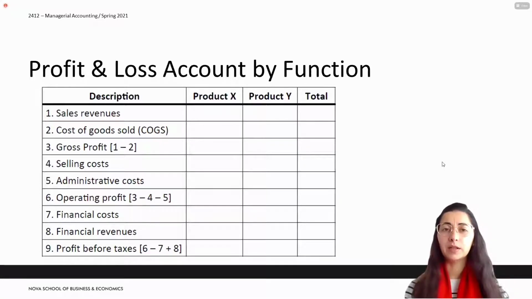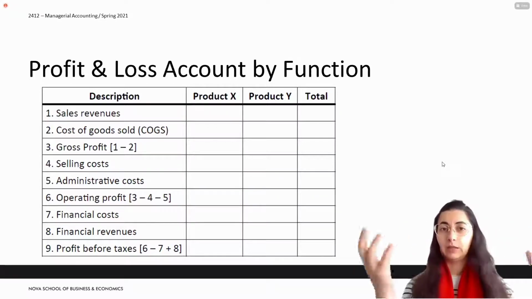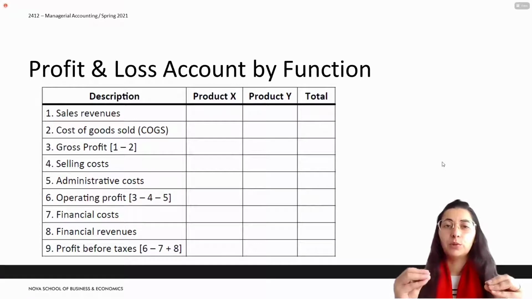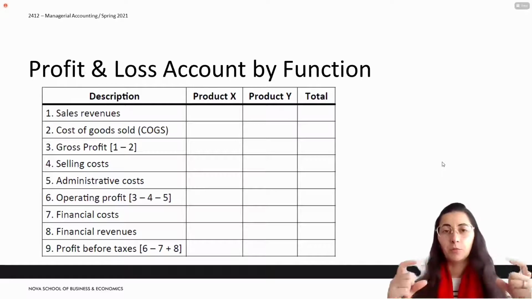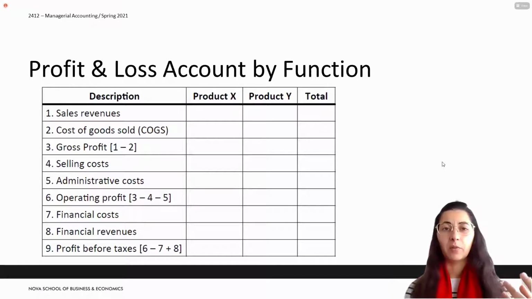So it's very important that they are profitable in the main activity, which is to sell the products to the clients. And it's important for organizations to understand how much costs they incur with the production. That is why companies develop the profit and loss account by function, the P&L by function. The profit at the end should be the same as the profit that we have in the normal income statement, in the normal P&L.